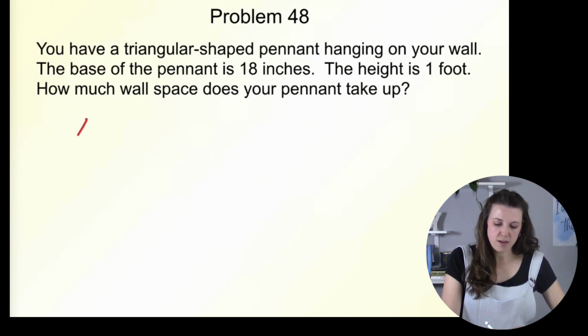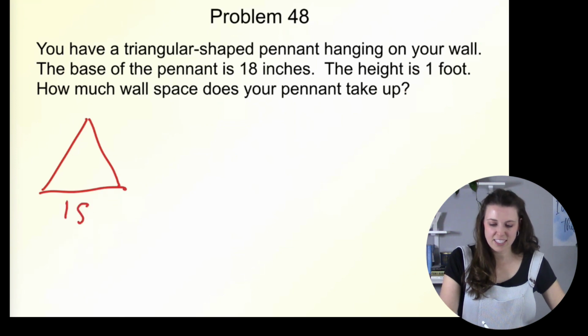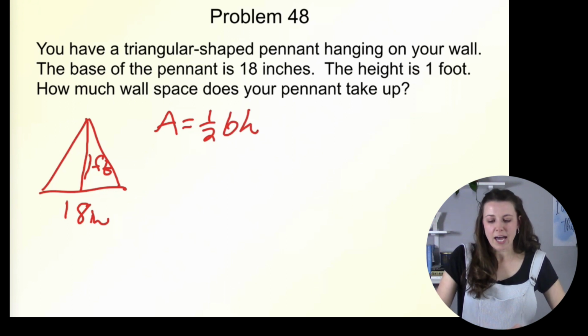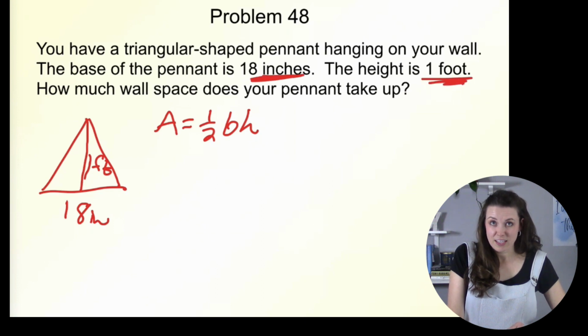Okay, so let's draw the little pennant on the wall. It says we have 18 inches and the height is 1 foot. Okay, so I know that area of a triangle is 1/2 base times height. But notice here how we are talking about inches and feet. So instead of doing inches or feet, I'm just going to do inches, okay?